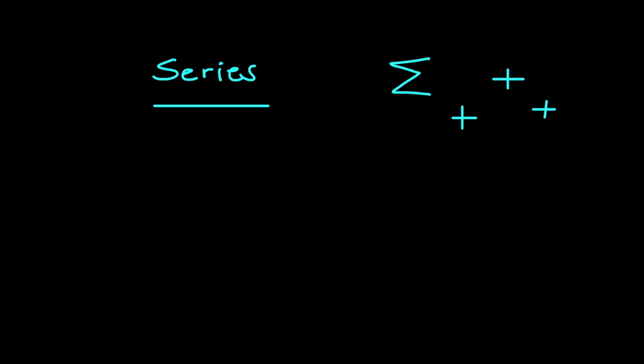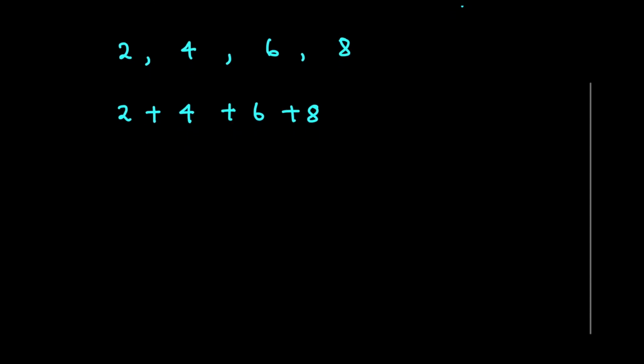For example, if we had 2, 4, 6, 8, we see that this is a sequence. It's actually an arithmetic sequence. The terms increase by the value of 2. So we add 2 to the previous one to get the next one. But when we speak of series now, we speak of a situation where we sum everything up: 2 plus 4 plus 6 plus 8. So this is a series, where we sum stuff up.